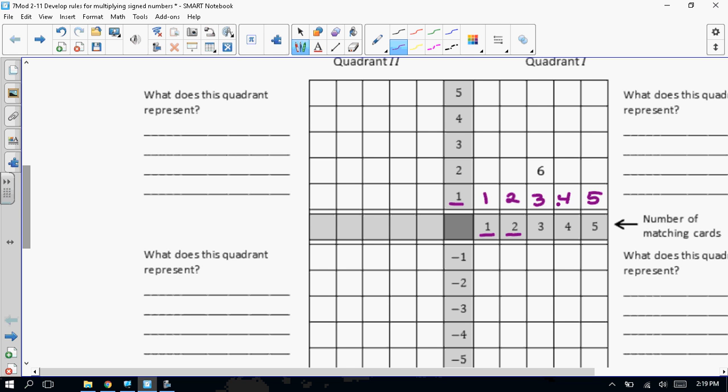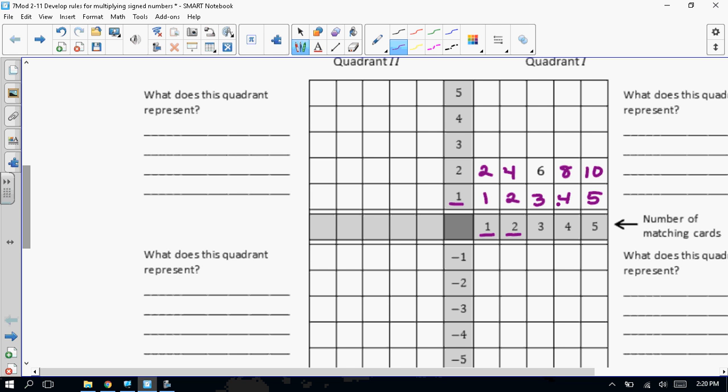So let's go up 1 more. I have 2 cards, each 1 point, so my score goes up 2 points. I have 2 cards, each worth 2 points, so my score increases 4. I already have the 6 because it's 2 cards, each worth 3 points. 2 cards each worth 4 points would give me a score of 8. 2 cards each worth 5 points, my score goes up 10. Remember doing these? All right.